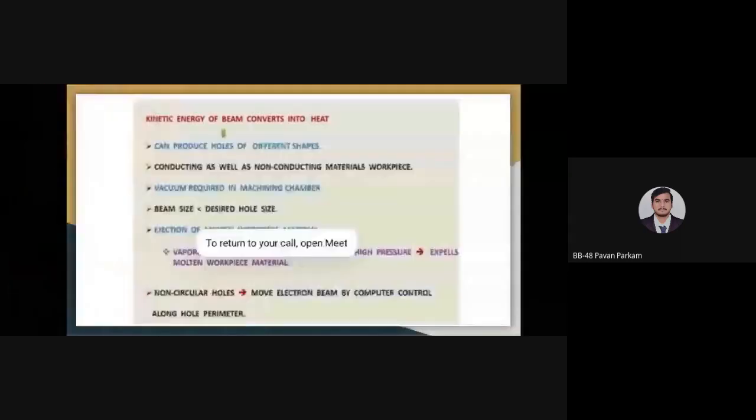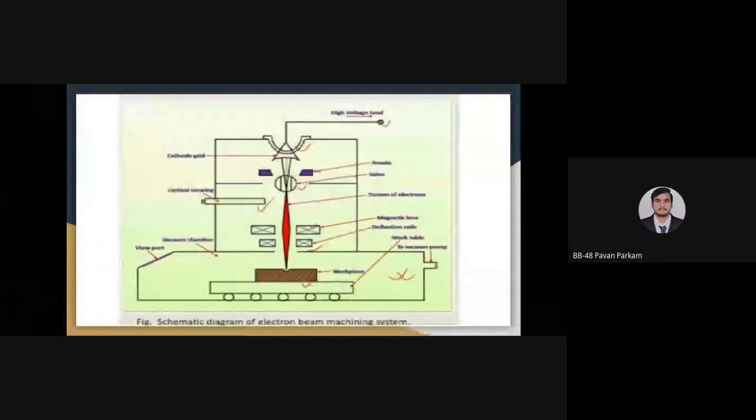Now come to the schematic diagram of the electron beam machining setup or system. Before discussing, I request you to please draw this diagram, because this is the only diagram through which you can read the working principle and all the components of this system. I will give you 2 minutes to draw this diagram. Please hurry up.